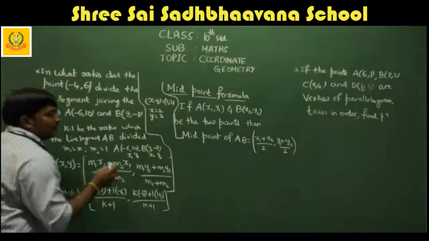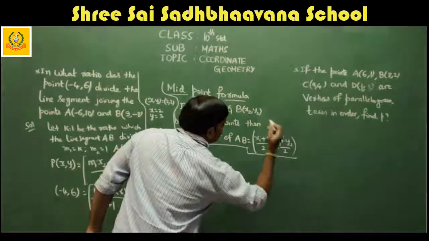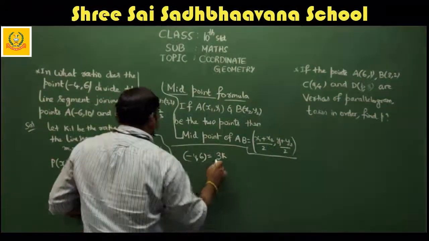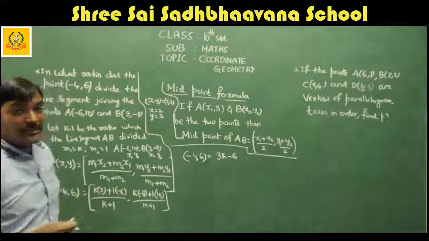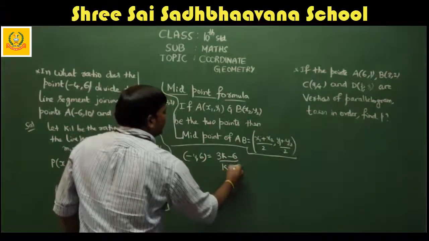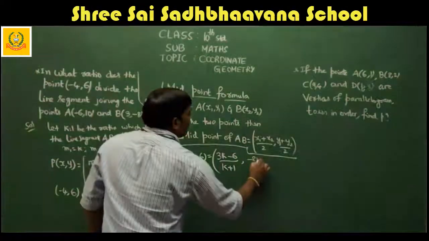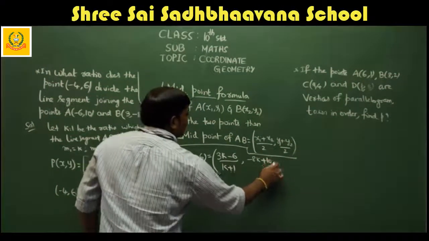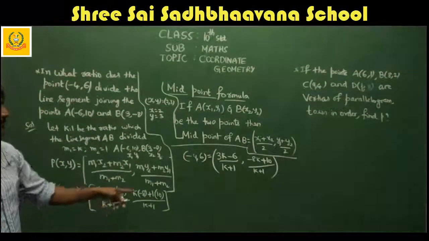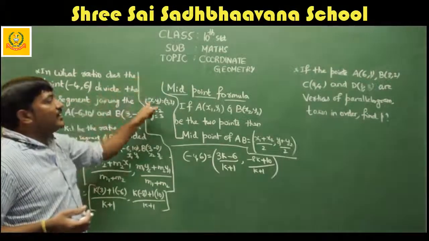So what I'll do, let me simplify first. So minus 4, 6, which is equal to... simplify 3 into k, correct? 3k minus 6, because 1 into minus 6 will give you minus 6, divided by k plus 1. This is the first coordinate. What is the next coordinate? Minus 8k plus 10. 10 into 1 is 10, divided by k plus 1. So this is the simplification of this.